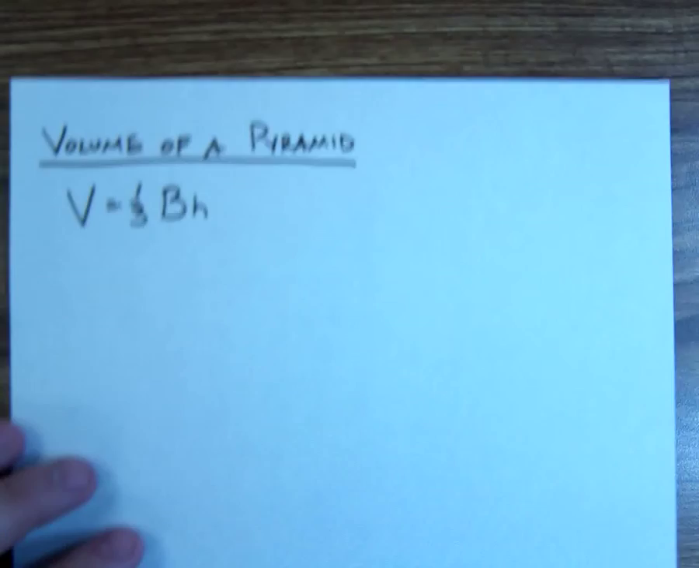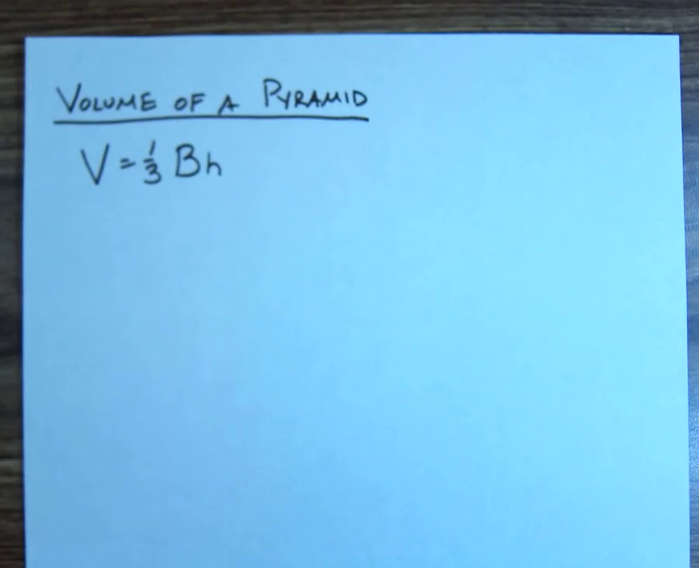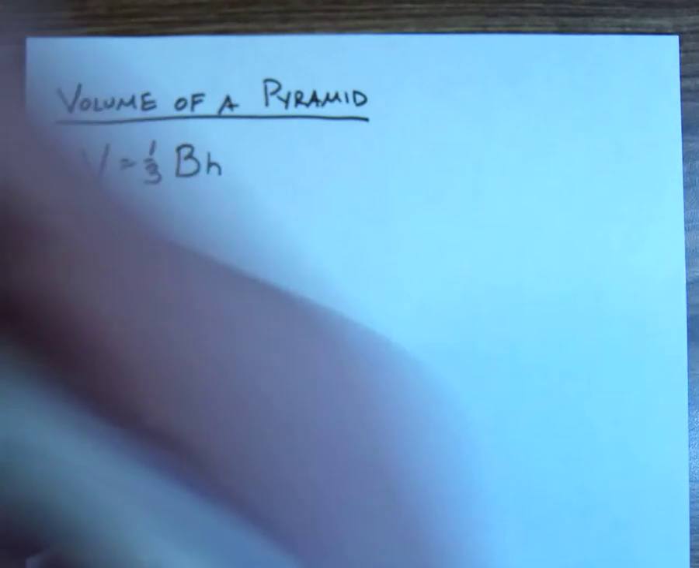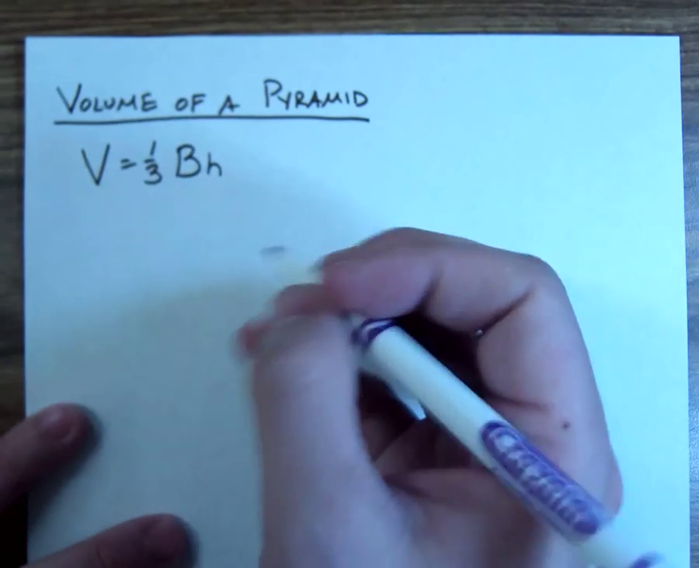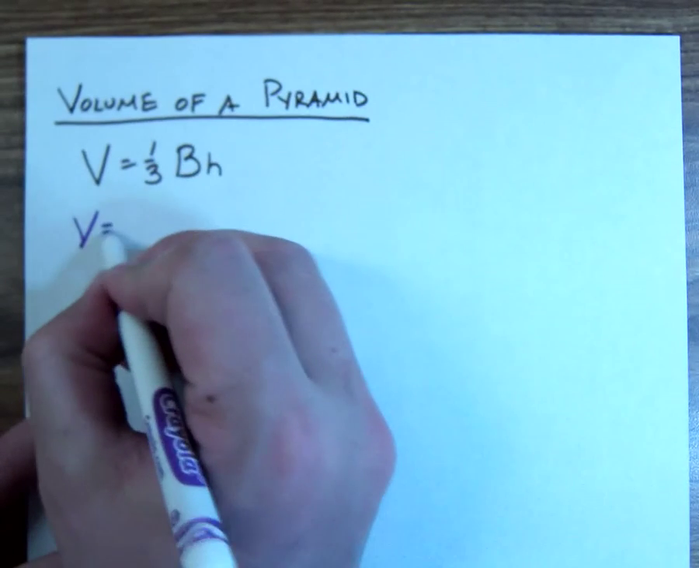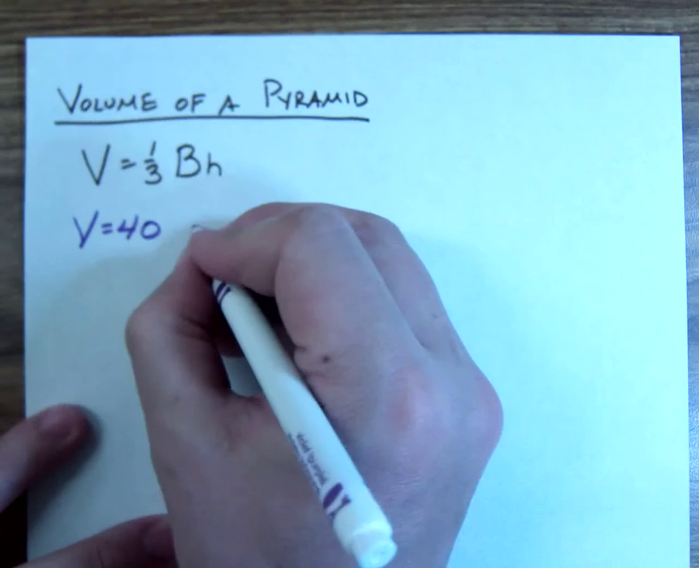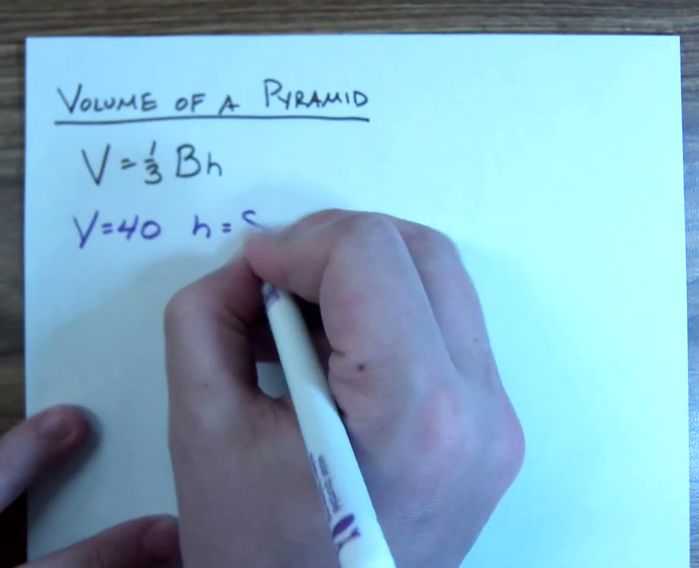Do you remember what the large capital B means in the volume formula? Base. The area of the base, not just the length of the base, the area of the base. So it's 1/3 area of the base times the height. And in this problem, I'm going to tell you that the volume is 40 and the height is 8.